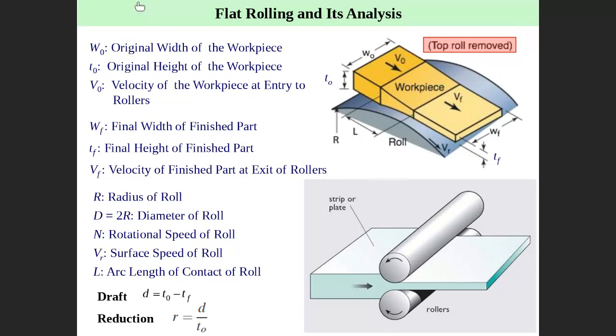We also have what we call draft and reduction. Draft is TO minus TF, because you start with a bigger thickness. This is the TO, this is the TF. So TO minus TF is the draft. Reduction is the draft divided by TO.